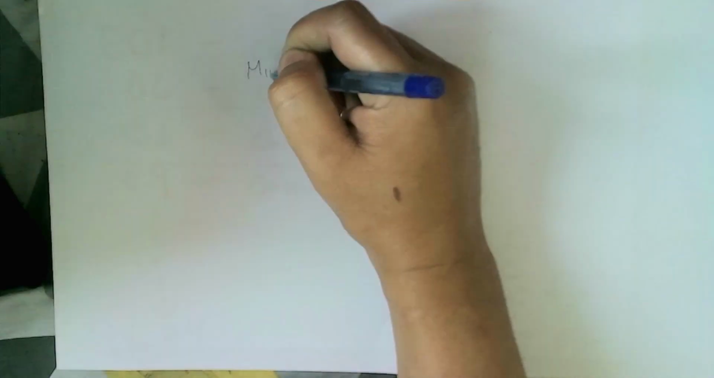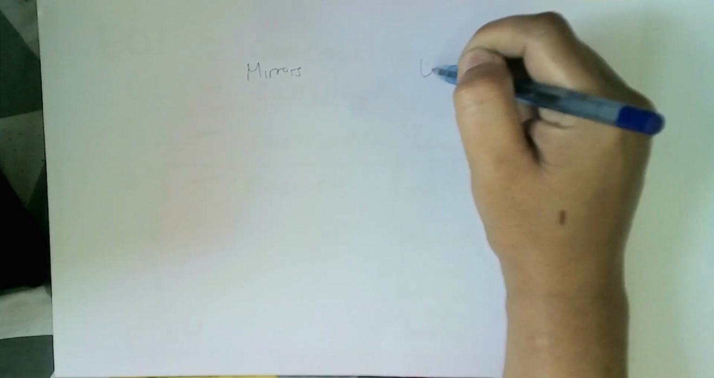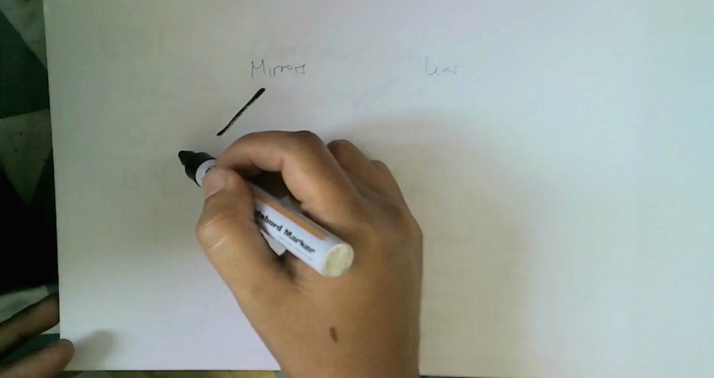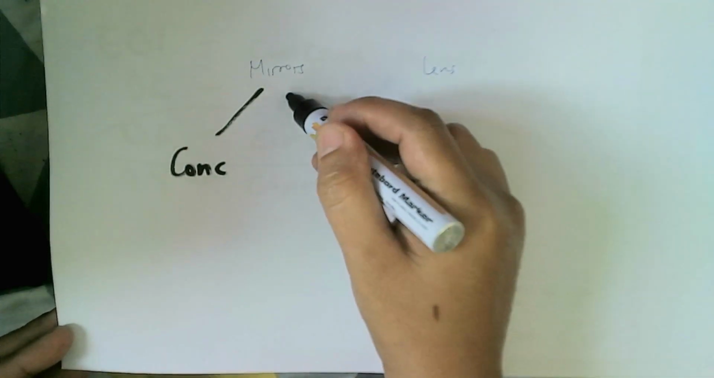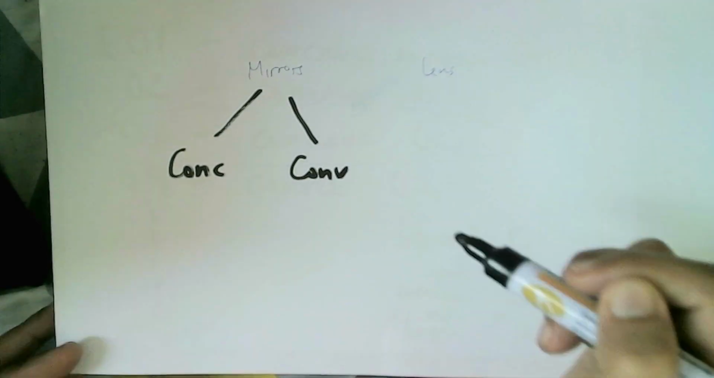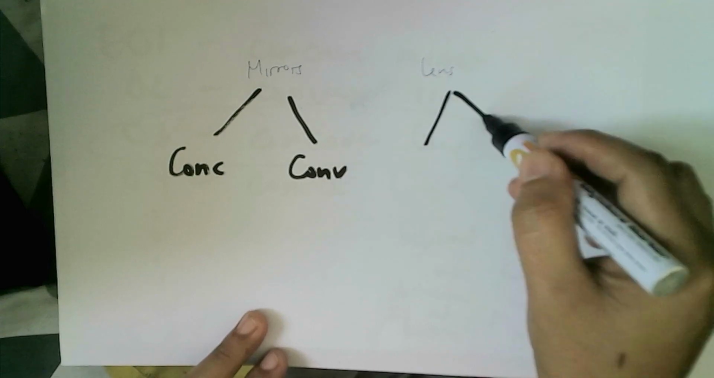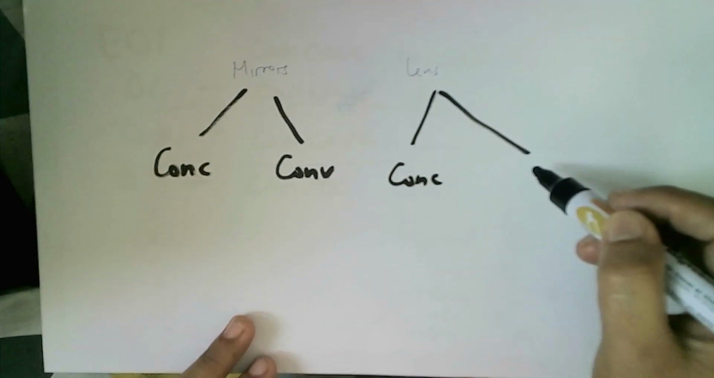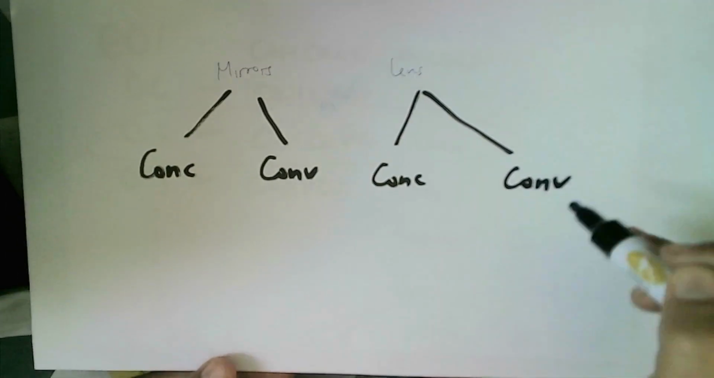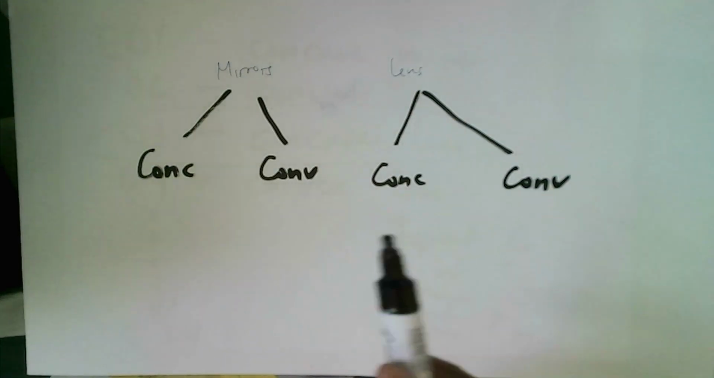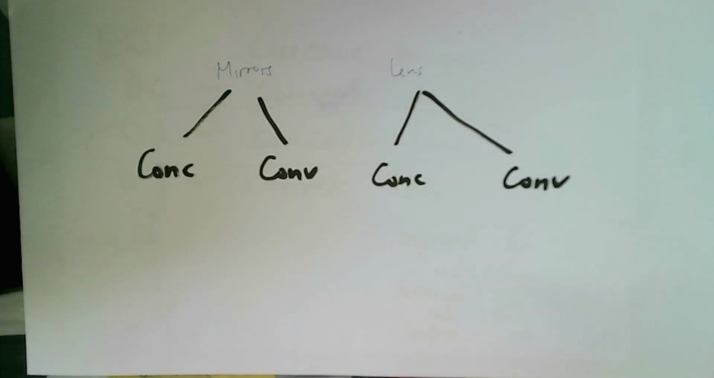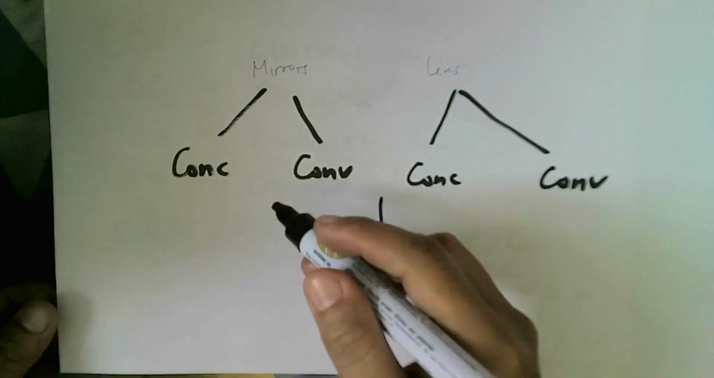So, first of all, take note that we have two devices. You can have curved mirrors and lenses. Curved mirrors can be two types: you can have a concave mirror and you can have a convex mirror. And then lenses also are two types. You can have a concave lens and obviously a convex lens. And in each case, you can have five cases.